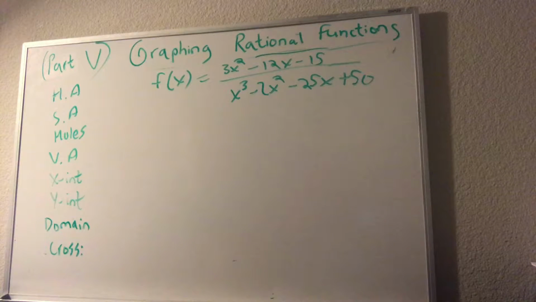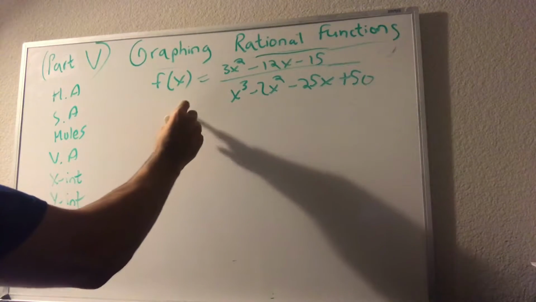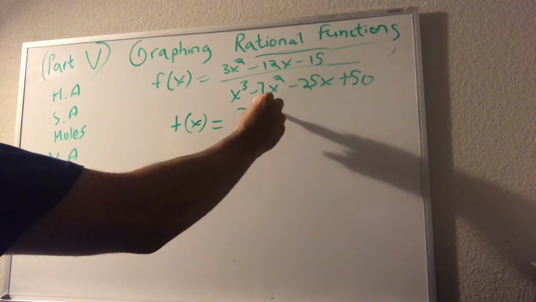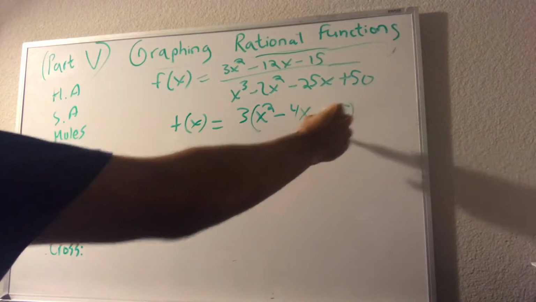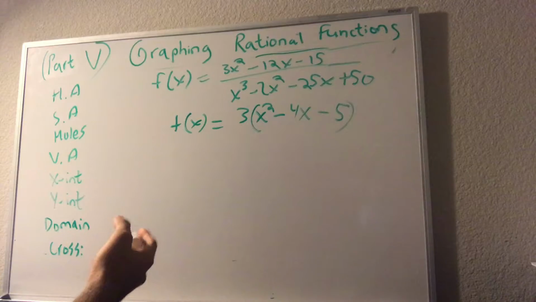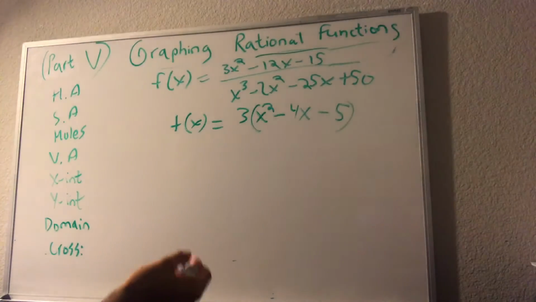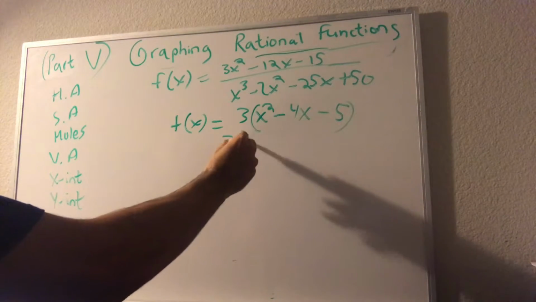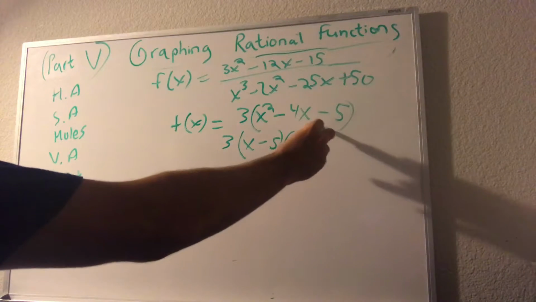So let's see. Obviously we see that there's a 3 that's common in the numerator, right? So we can write this as f of x is equal to 3 times x squared minus 4x minus 5. If we just look at this, it should be clear that negative 5 and 1 have a product of negative 5 and a sum of negative 4. Therefore, we can write the numerator as 3 times x minus 5 times x plus 1.